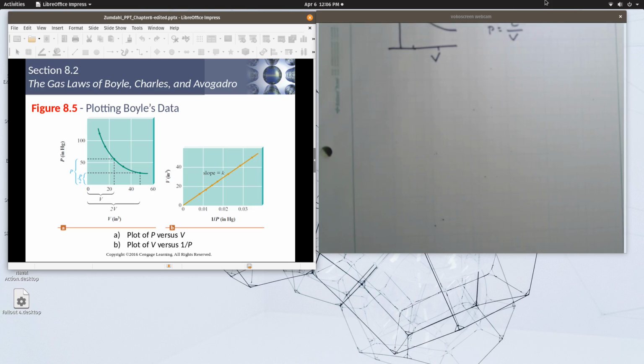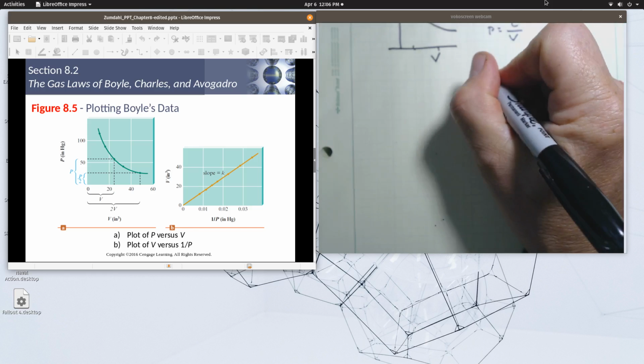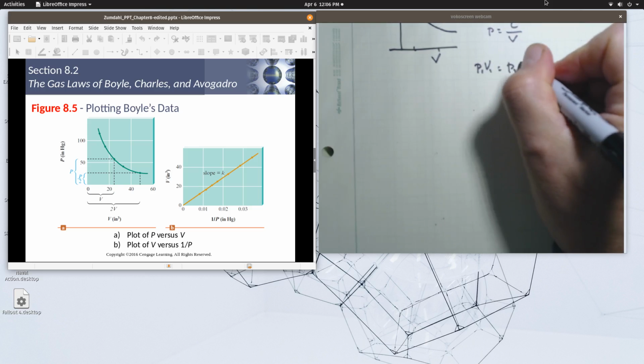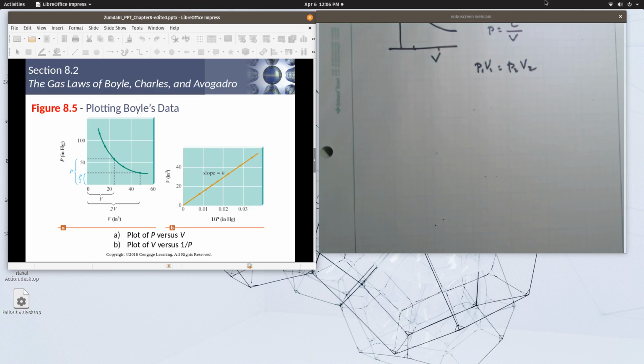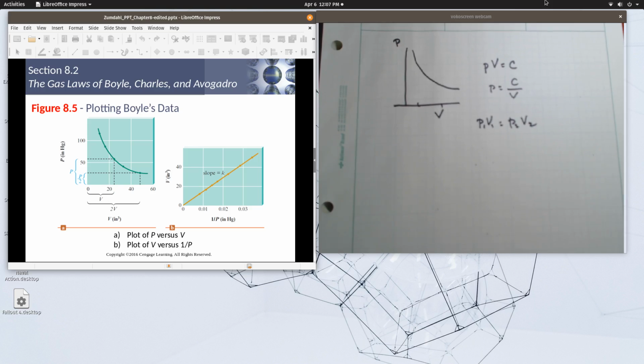Doubling the volume, I get half the pressure, right? I double this, I get this. So if I remember that P1V1 is equal to P2V2 at some constant temperature, then if I double the volume, I get half the pressure. Put that up there: double the volume, half the pressure.